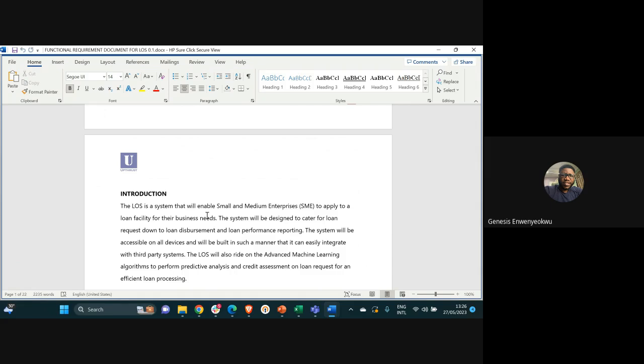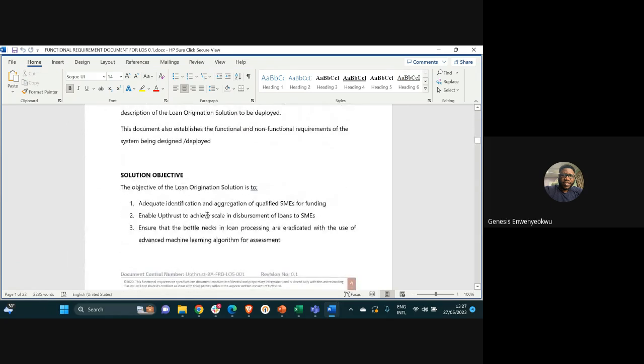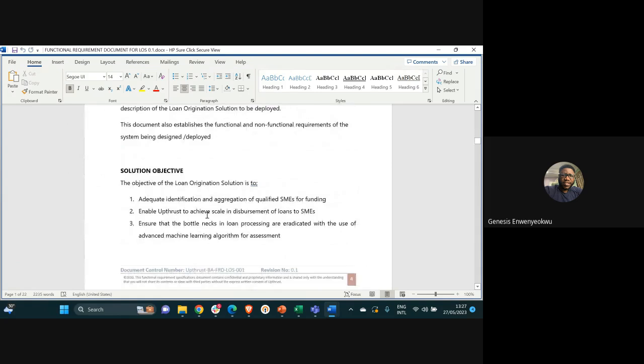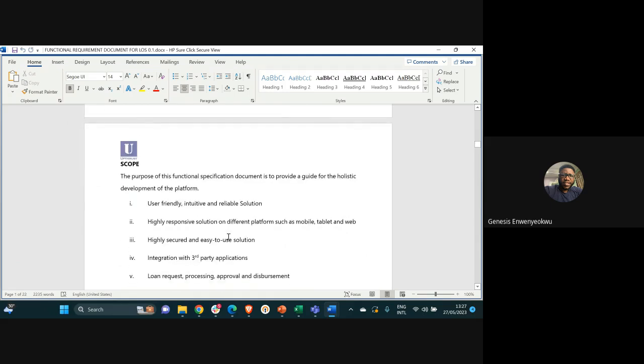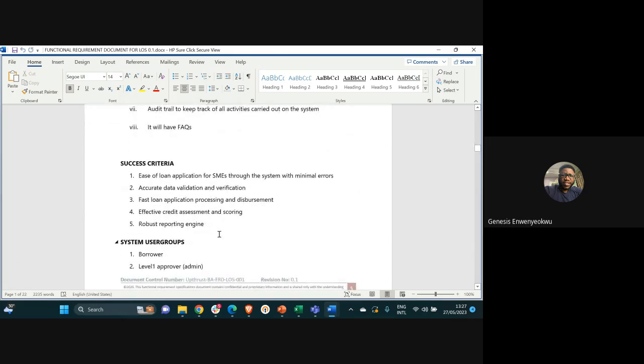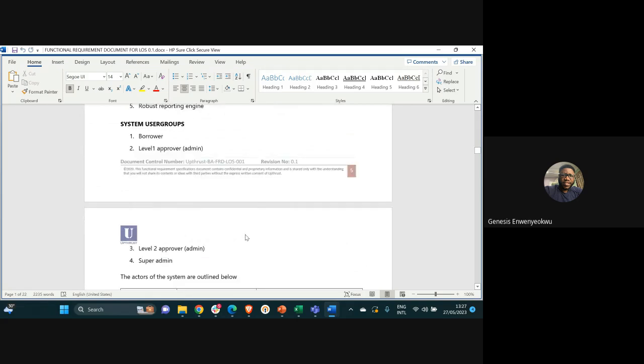But you need to know that you have not explained the solution to them. So you need to start your FRD with an introduction to introduce the solution to them. Then the purpose of this FRD document, the objective of the solution you want them to build, because you want them to build a loan origination solution. So what is the objective of the solution? You state the objectives of the solution, and then you also state the scope of the solution that you want the technical team to implement, then the success criteria for the solution, and the various user groups, that is, those who will be using the system.